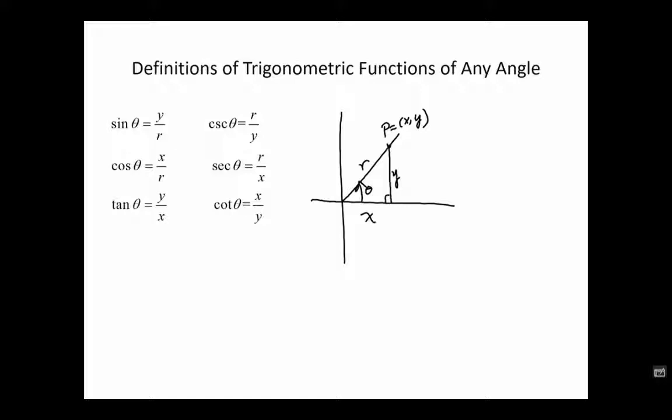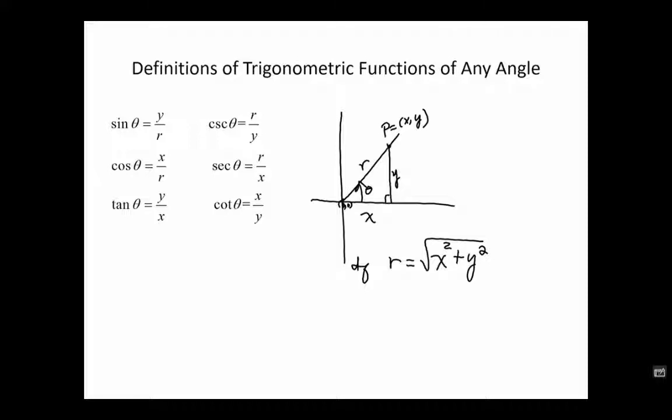We can then find the length of r. If we let r be the square root of x squared plus y squared, this is the distance from the origin 0, 0 to the point P. Once we know r, given x and y, we can then find the values of the trigonometric functions. And these are the definitions.